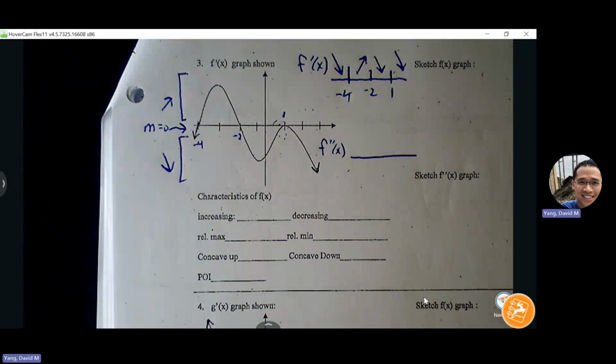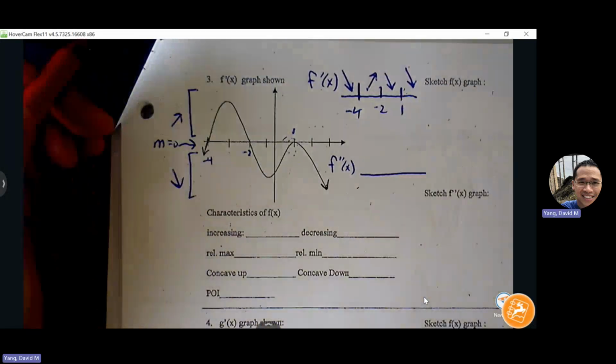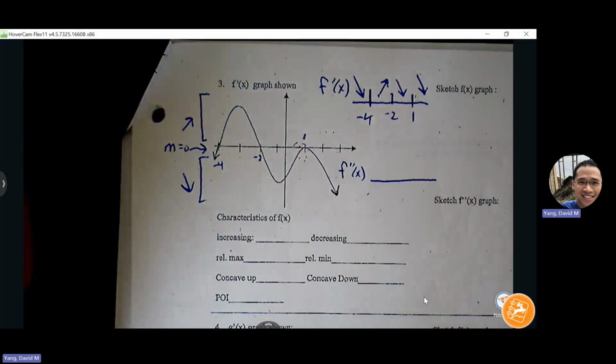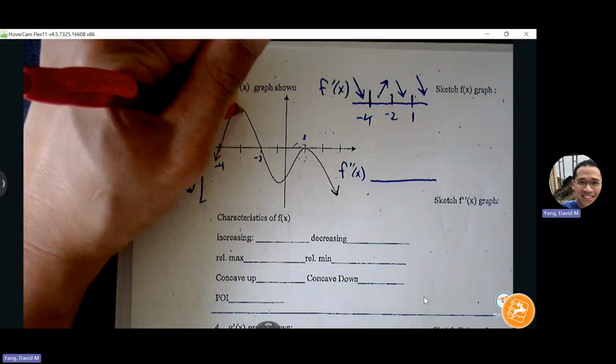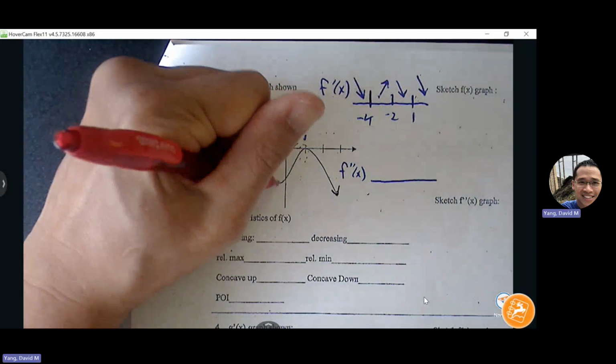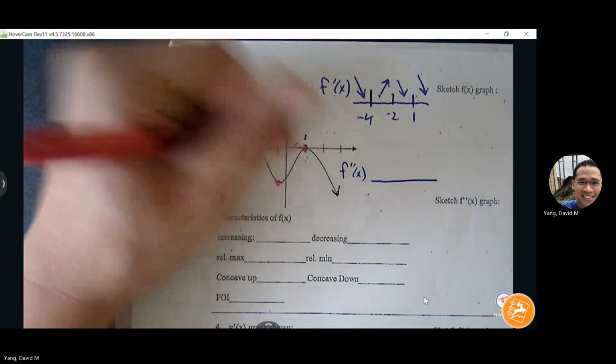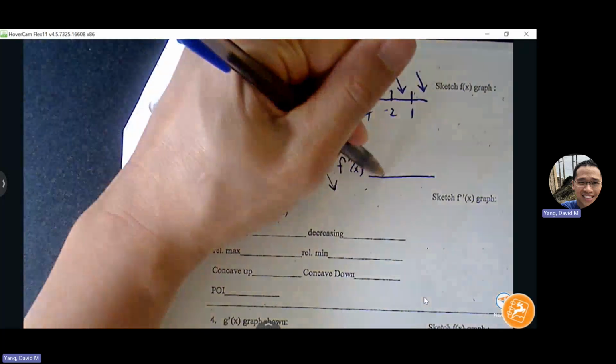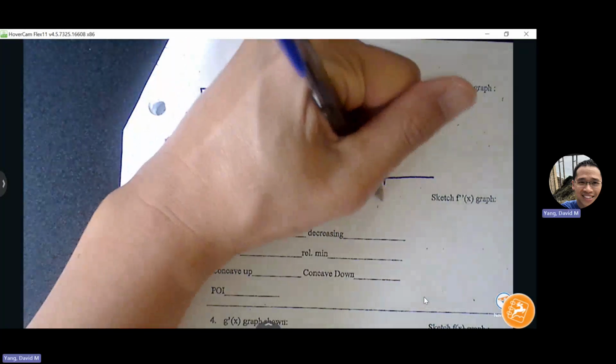F double prime is where we're going to pick out the points of inflection of the original graph. Where can we find the points of inflection of the original graph based off the f prime graph? Yep, peaks and valleys, because these are going to be where the maximum and minimum steepness of the original graph is going to occur, and that's going to be the points of inflection. Okay, so where are the points of inflection? -3, -1, and 1.